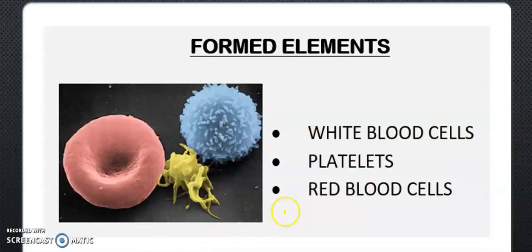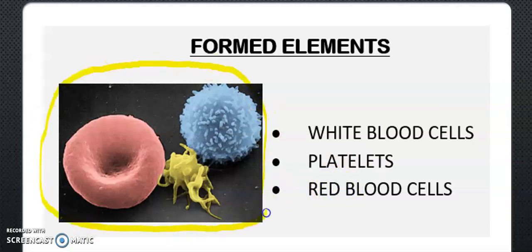Form elements, as we mentioned, are going to be white blood cells or leukocytes, platelets, and red blood cells or erythrocytes. You have some figures in here that can show you more or less what they are. This one will be the red blood cell, white blood cell, and this one will be the platelet.